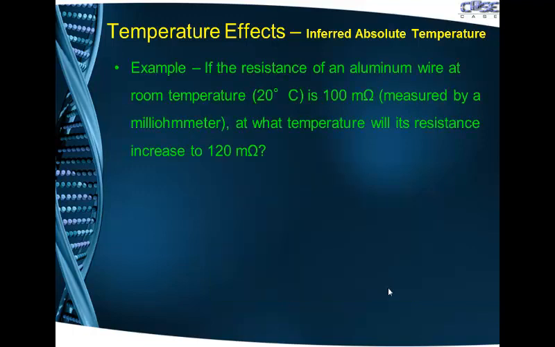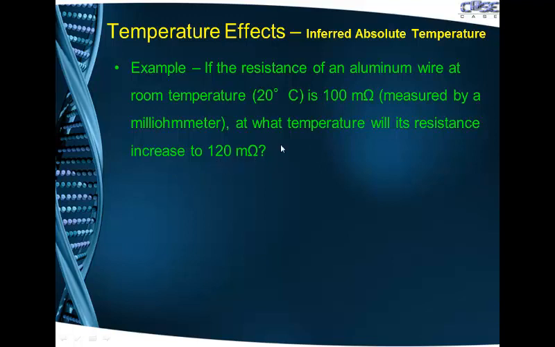Another example: if the resistance of an aluminium wire at room temperature, 20 degrees centigrade, is 100 milliohm, measured by a milliohm meter (the ohm meter used to measure resistance in milliohms), at what temperature will its resistance increase to 120 milliohm? Initially at 20 degrees centigrade the resistance is 100 milliohm. What would be the temperature where the resistance is increased to 120 milliohm?